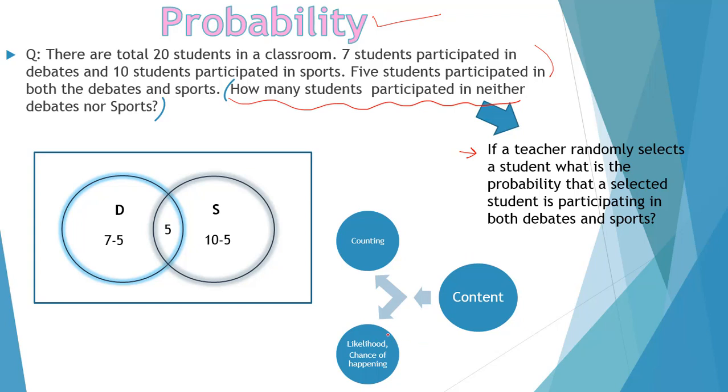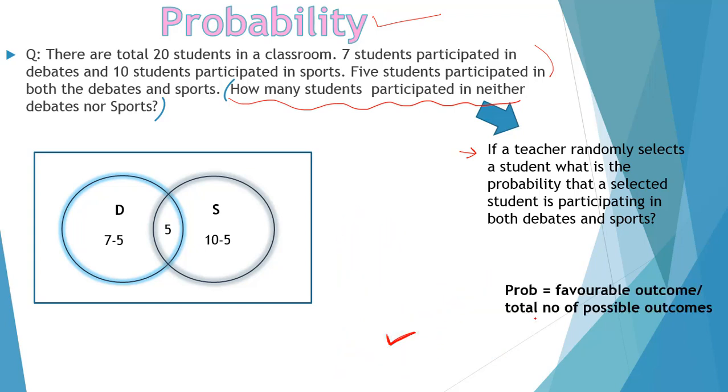The content of the problem is the same, but now my demand is not about counting. In a probability problem, we are interested in the chance of an event happening. The probability formula is favorable outcomes divided by the total number of possible outcomes. So in which event are we interested? Both debates and sports, 5. We are interested in the intersection divided by the total number of possible outcomes, the total number of students, 20. That is 1/4 or 0.25 or 25%. This is the chance of our favorable event happening.